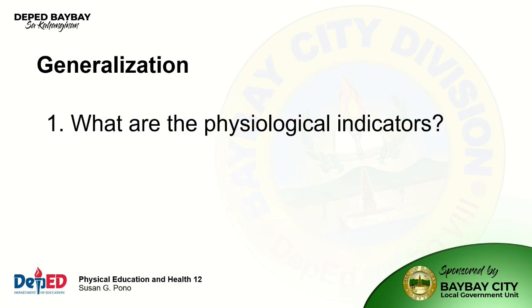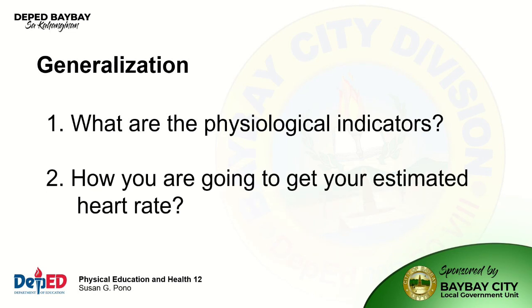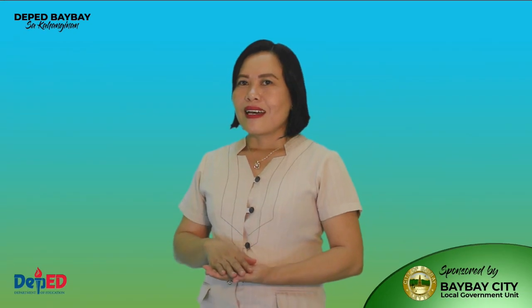From today's lesson, think and reflect on these questions. Write your answers in your activity notebook. The first one is, what are the physiological indicators? The last one is, how to get your estimated heart rate.